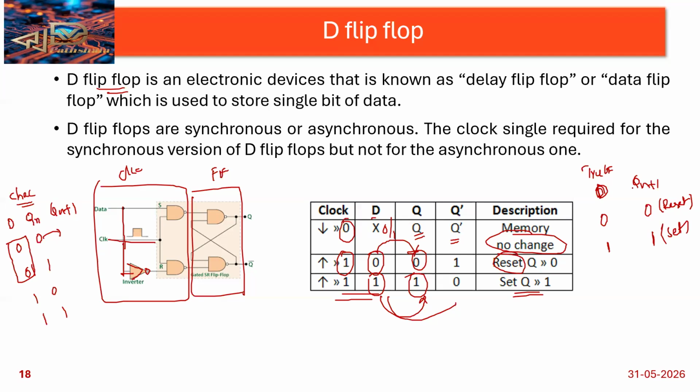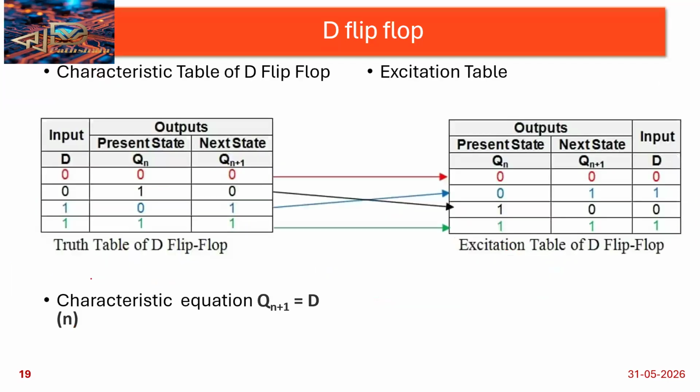This is no change condition. No change condition means whatever the Qn is there, then Qn plus 1 is also same thing. So 0 is there, 0 will be getting, and 1 is there, 1 will be getting. Whenever D is there means I'm getting set value, so that will be set, and then 1. This is the T flip flop characteristic table. See, same thing.